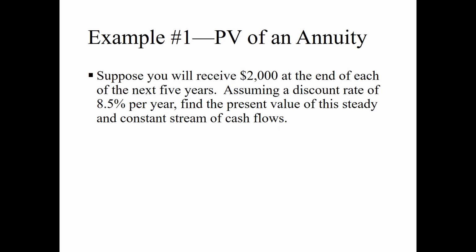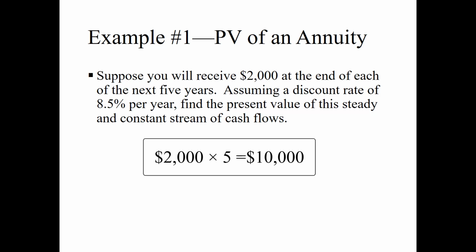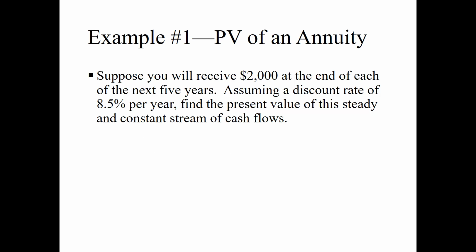So in our first example here, suppose you will receive $2,000 at the end of each of the next 5 years. So we know in total we're going to receive a total of $10,000 in future value dollars. We know that the value of those cash flows is going to be a lower amount today because we'd be willing to accept a lower amount today instead of receiving that higher amount in the future. So we know our present value is going to have to be less than $10,000. We're going to assume a discount rate of 8.5% per year, or annual compounding, and we're going to find the present value of this steady and constant stream of cash flows.